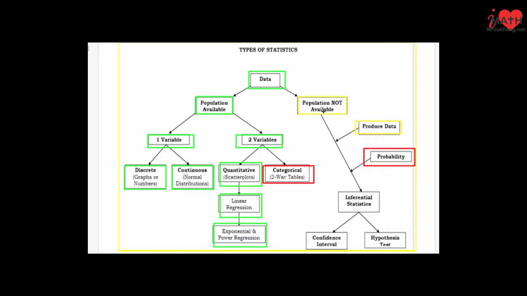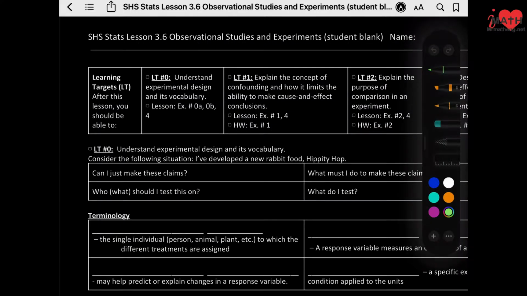Sometimes in data, the population is not available to us, so we have to keep taking surveys and sampling, and we produce data where we either have experiments or sampling distributions. So that's just a quick peek of where we've been. All right, let's go over lesson 3.6, observational studies and experiments.